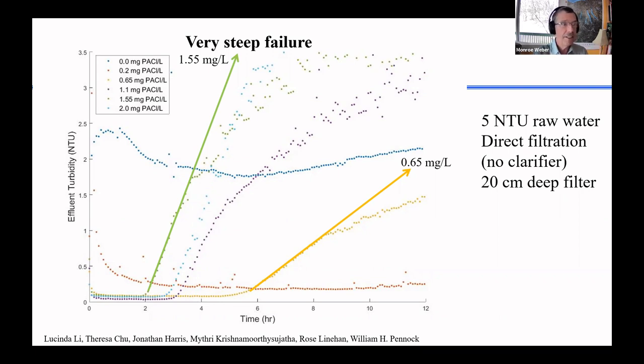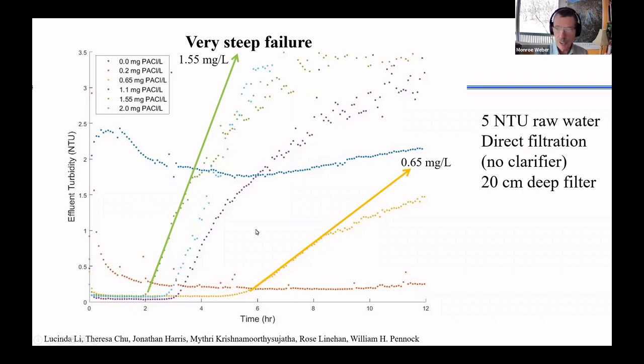Okay, and then they varied the coagulant dose. And so we get to see what happens as you vary the coagulant dose. Let's start with the very lowest coagulant dose that's on here, which is 0.2 milligrams per liter. That's these orange dots. And you see that it didn't perform real well as far as the turbidity was a little bit higher than the other ones, but it kept on working for a very long time.